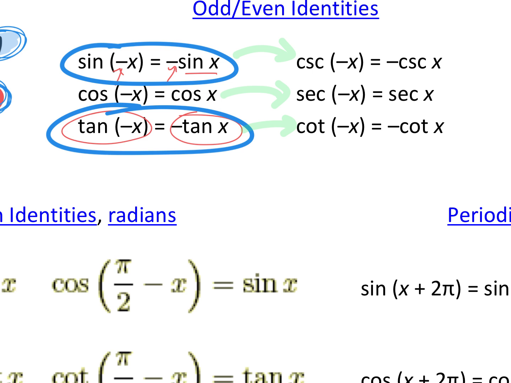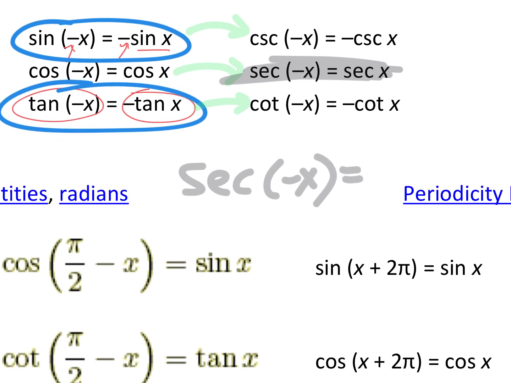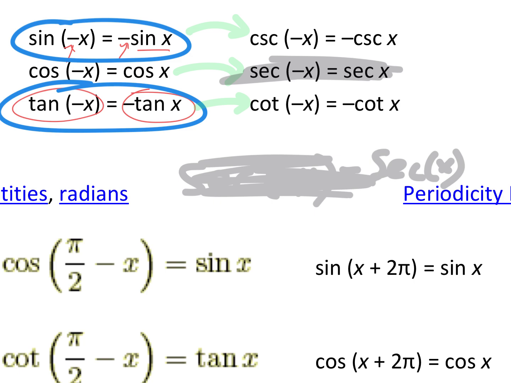So then if you're in the middle of a proof and you see this on the test, secant of negative x, what could you replace it with? It's the exact same thing as secant of x. Why? Because this says so right here. You get that? If you saw secant of negative x, you could replace it with just secant of x, and you don't have the negative anymore.